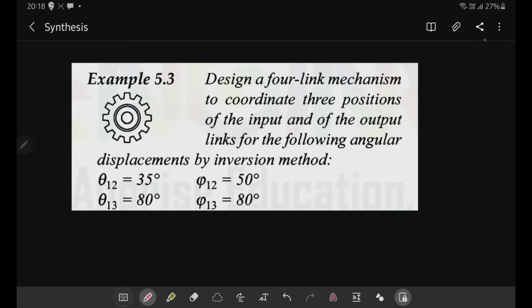So from that, we will find out where the location of the input crank is, and we will construct the 4-link mechanism. Here we are given theta 1 2, theta 1 3, phi 1 2, phi 1 3. Phi corresponds to the output, theta corresponds to the input shaft. In the previous example, I have already mentioned the meaning of theta 1 2, theta 1 3.